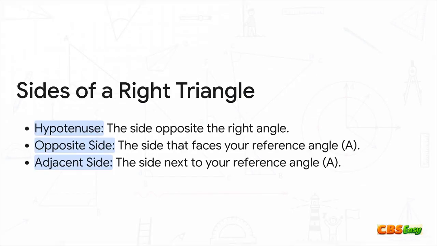Now, before we even get to the ratios, this is the most important rule, so listen up. Your perspective matters. The hypotenuse, that's always the longest side, opposite the right angle. Easy. But the opposite and adjacent sides, they totally change depending on which angle you're looking from. For our examples, we're going to be standing at angle A.